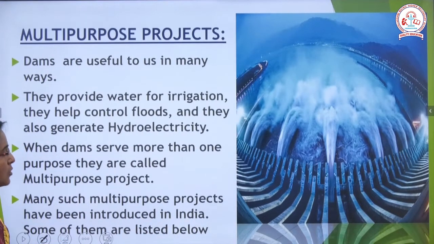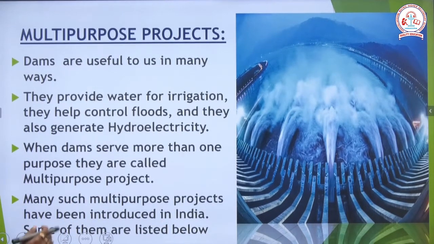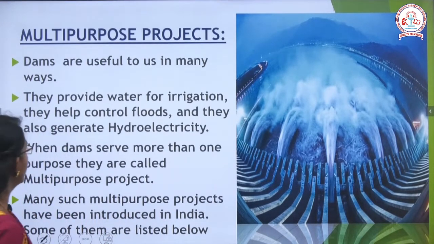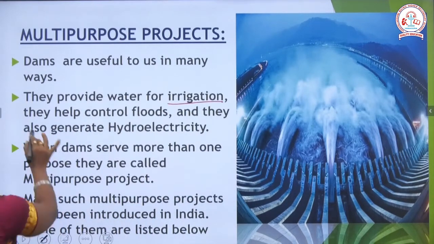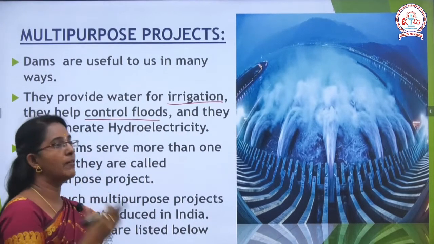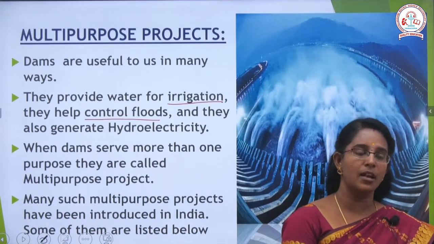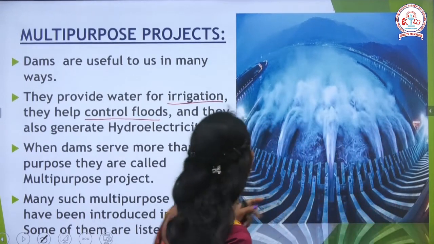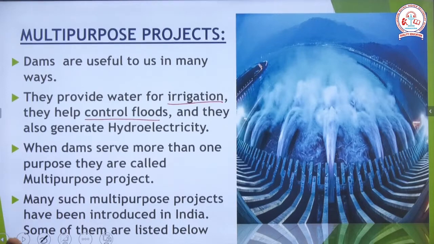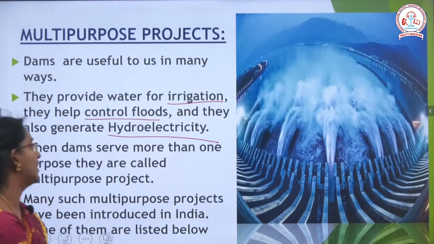Yes, we know about that. So dams are very useful in many ways. They provide water for irrigation, they help control floods, and they also generate hydroelectricity. So what are the uses? Irrigation purpose, they help control floods. So to prevent floods, the excess water is saved in the dam. It is useful. Next, they also generate hydroelectricity. Already we know we get electricity from the dam also.